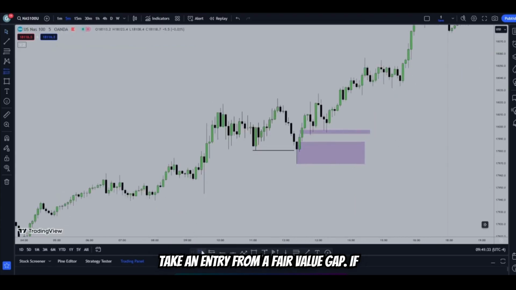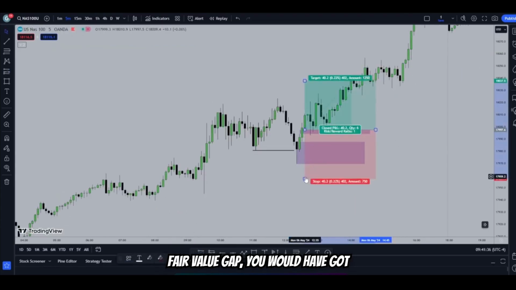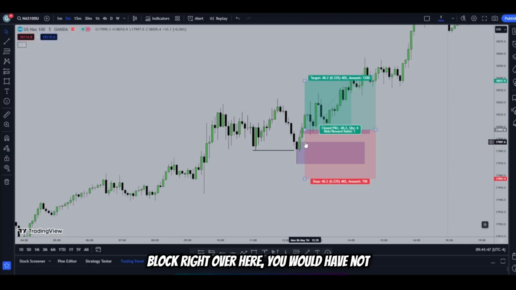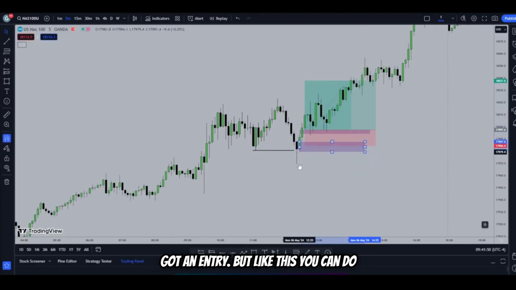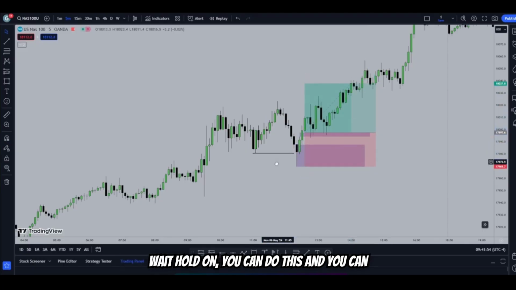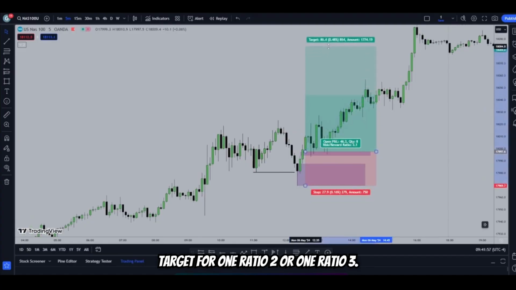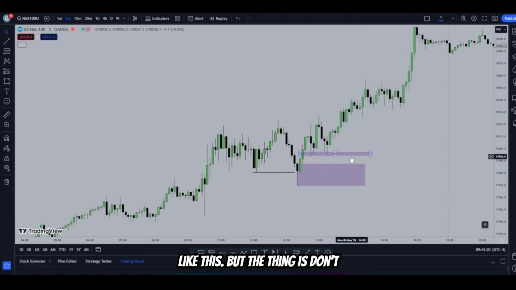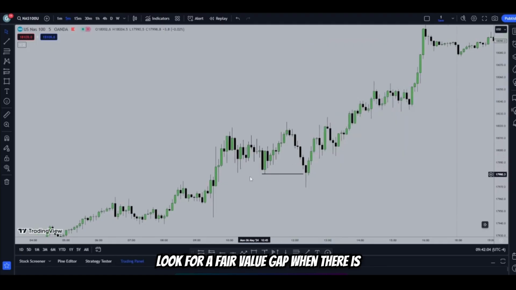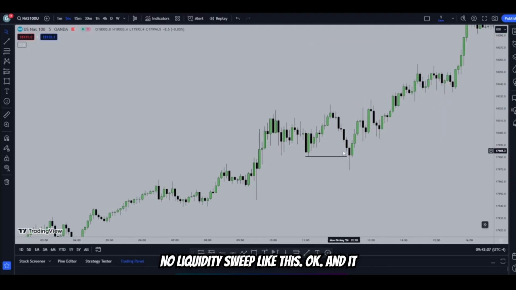Okay, so you can take an entry from a fair value gap. If you would have taken the entry from a fair value gap, you would have got triggered over here, or you would have got a limit over here, and it would have taken you in. But if you would have taken a trade from the start of this order block right over here, you would not have got an entry. But like this, you can do this, and you can target 1:2 or 1:3. But the thing is, don't look for a fair value gap when there is no liquidity sweep like this. Okay, and it happens every day.